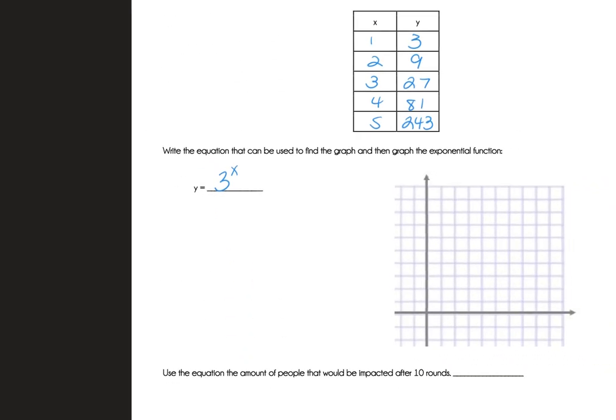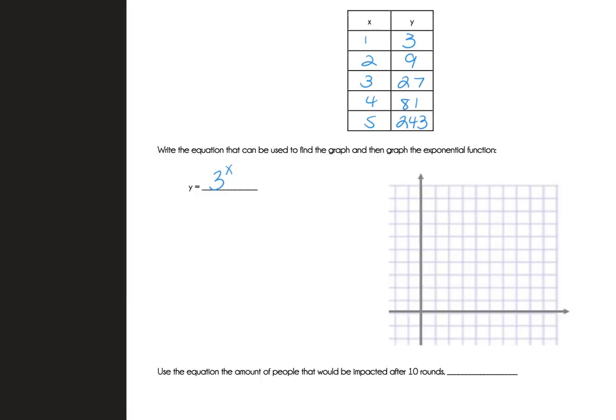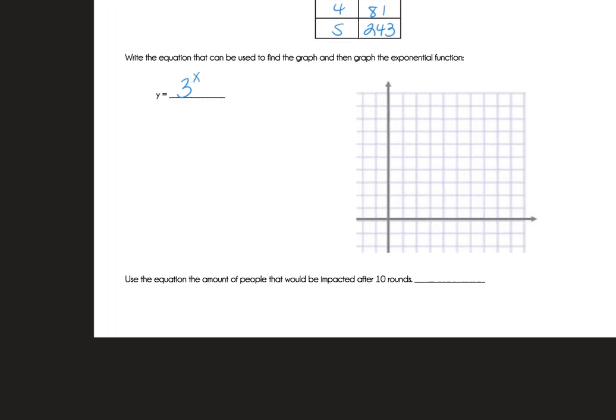All right. And then we're going to graph. You only need 3 points, but you're going to graph, and then you're going to answer the question, how many people would it impact if you went 10 rounds? You don't have to answer it now.